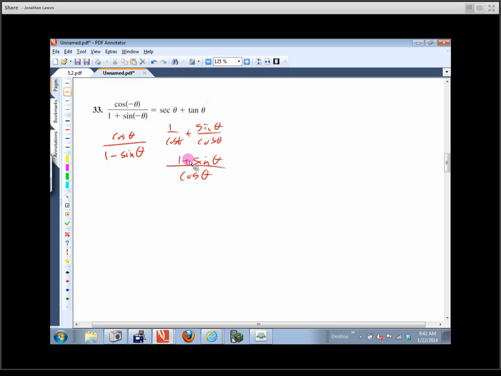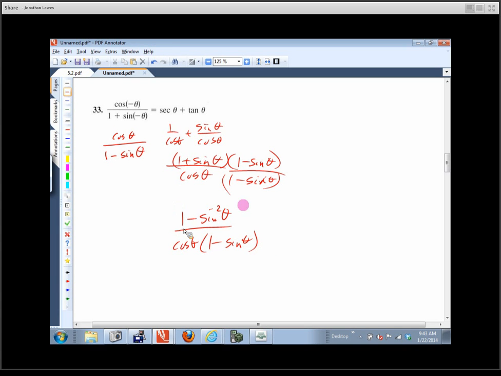We did one kind of like this the other day. Does anybody know what we do with this in order to make it look like this side over here? What's that? The conjugate. Very good. So we're going to multiply by 1 minus sine theta over 1 minus sine theta. That's going to give us 1 minus sine squared theta, because remember, those are a difference of squares. And then over here I have cosine. Now, resist the temptation to distribute through there, because that's just going to make it worse.